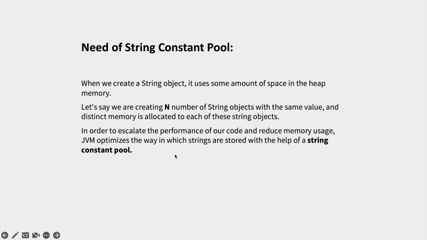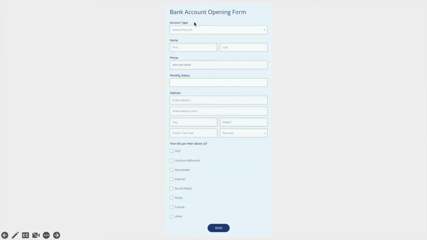Let us take an example of how this string constant pool will help us. I have captured this bank account opening form from the internet. Let us consider we are trying to create a bank account by filling this form with fields like account type, name, phone, monthly salary, and address, street address, city, region, pin code, and how did you hear about us. So to create an account we have to submit all these fields. So here there are around 10 to 12 string objects.